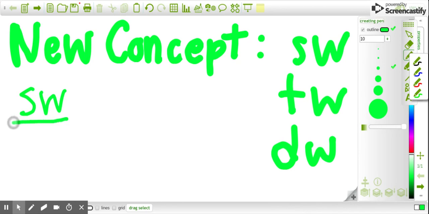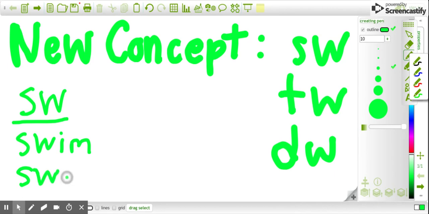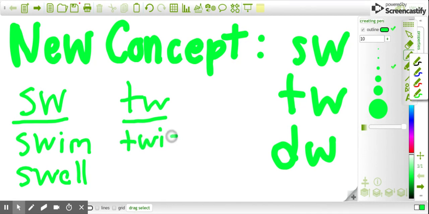So if we were to look at blends with SW, well, we've got words like swim. We've got words like swell. That means to get bigger. If we have blends with TW, we have words like twig, small tree branch. We have words like twin. That means double of something.